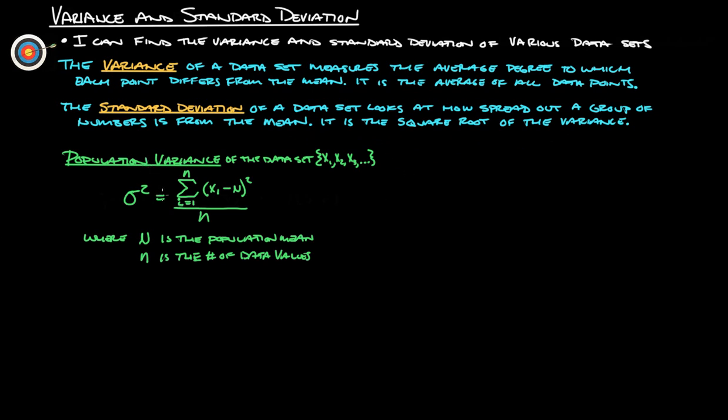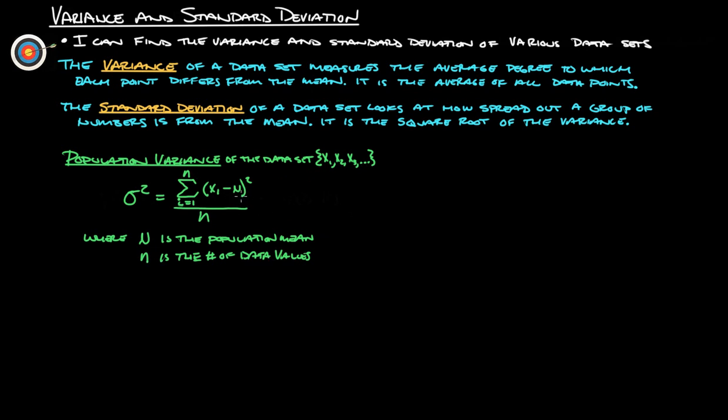Here's the formula to calculate population variance of the data set, where x1 is the first piece of data, x2 is the second piece, x3 is the third piece, and so forth and so on. So population variance is this little sigma squared here, the sum of the numbers starting from 1 up through n, where the first piece of data here is x1 minus this little mu here. I think that's what it's called. I can't quite remember. It's the population mean. Okay, and then n is the number of data values.